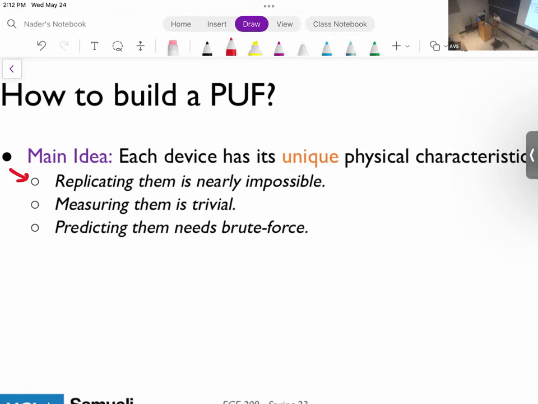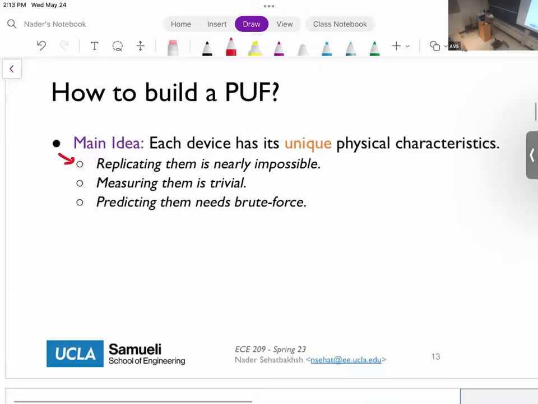The nice thing is also that I can measure these physical characteristics pretty trivially. I can, for example, measure the delays and other physical characteristics if I want to. Predicting them is mathematically a random process, and I cannot really predict a random process if the sample size is large. So it basically becomes a brute force problem, like detecting a password. The same issue is going to be there. So these three capabilities give us the security that we want in a PUF system.